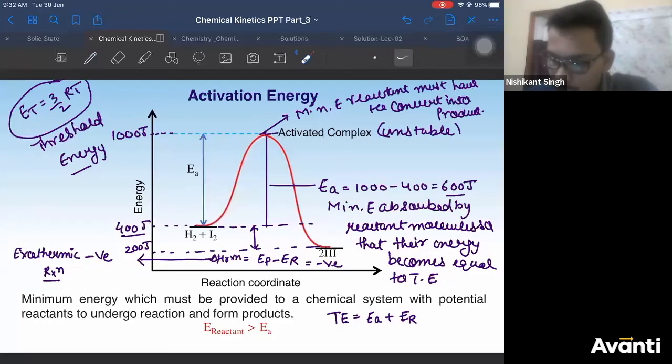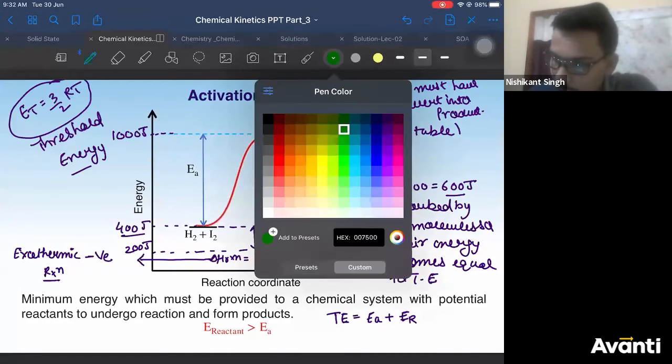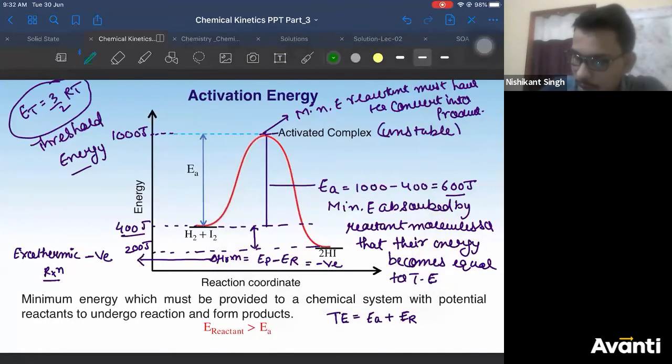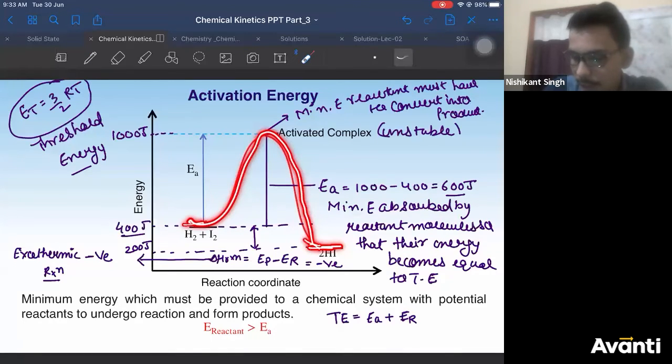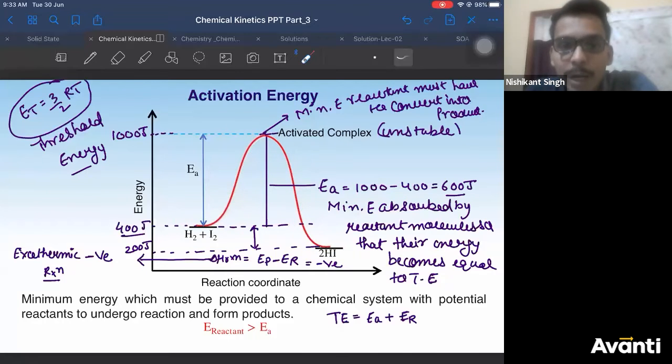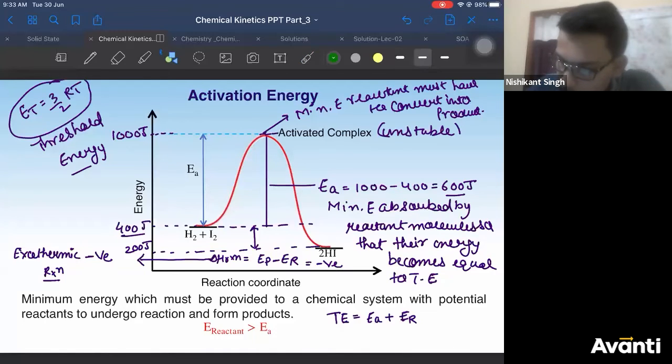In an endothermic graph, what will happen? Reactant will have lower energy, product will have higher energy. The rest of the graph will remain the same in endothermic. Now, another important thing: this activation energy is fine. If you consider the backward direction reaction, that means your products are getting converted into reactants. This is your backward direction reaction. Correct? So for the backward direction reaction, what is your activation energy now? This is your activation energy for the backward direction reaction.